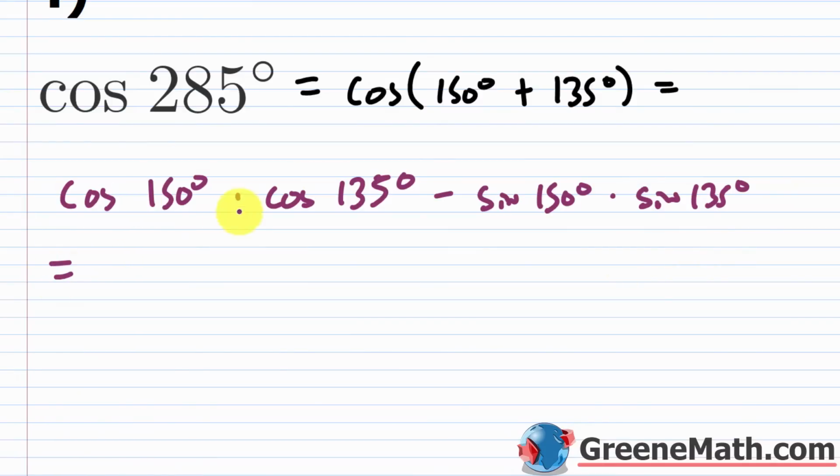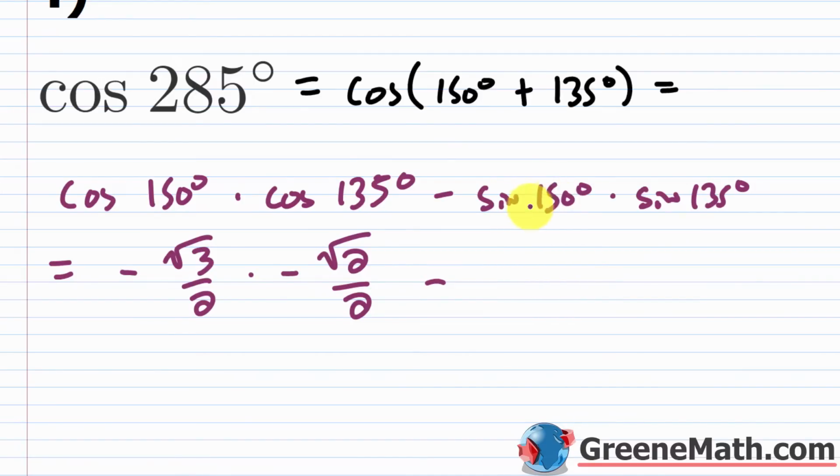If you can't remember this from the unit circle, you can always think about things in terms of the reference angle. So 150 degrees has a 30-degree reference angle. The cosine of 30 degrees is square root of 3 over 2, and we're in quadrant 2, so we know it's negative. So this is the negative of the square root of 3 over 2. Now, 135 degrees has a 45-degree reference angle. The cosine of 45 degrees is square root of 2 over 2, but this is negative because I'm in quadrant 2, so the negative of the square root of 2 over 2. Then minus. Now, sine in quadrant 2 is going to be positive.